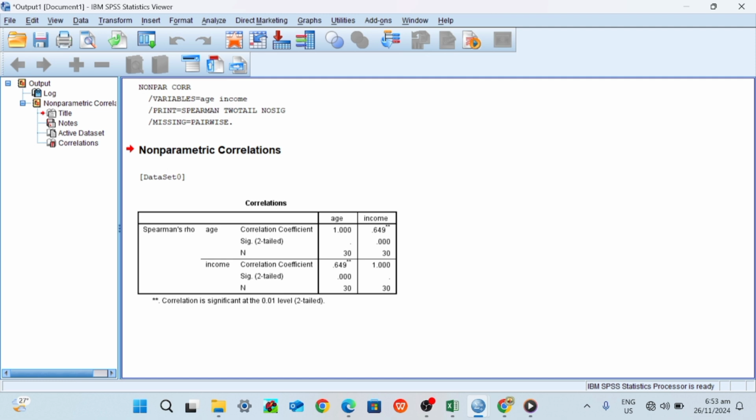So after running the data, we now have the result. The correlation coefficient for age is 1, and for income is 0.649. As we can see, the p-value is also 0.00, so that is significant. The correlation between age and income is significant, and since the result for the correlation coefficient is positive, it suggests that age and income have a strong positive correlation.